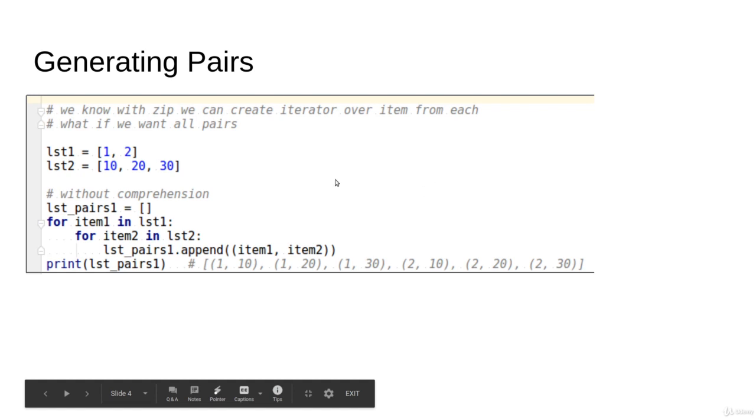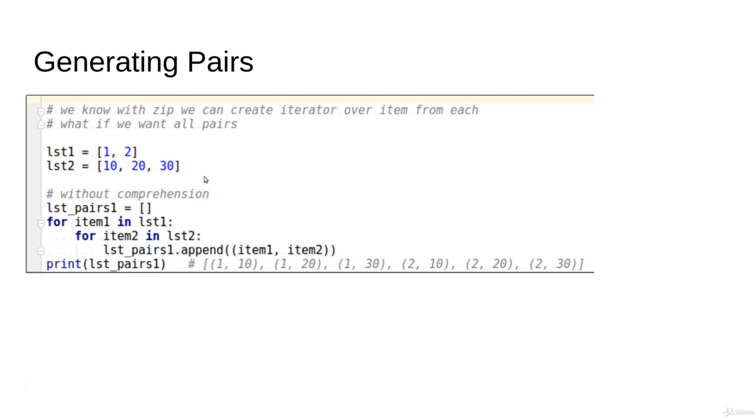Generating pairs. Let's say that you have two lists here and you would like to brute force and generate all of the possible pairs. For example, you would like to generate 1 and 10, 1 and 20, 1 and 30, 2 and 10, 2 and 20, 2 and 30, and so on, all of the pairs. We can do that by iterating nested loops. Then for every list, we take item 1 and item 2 and append it here.